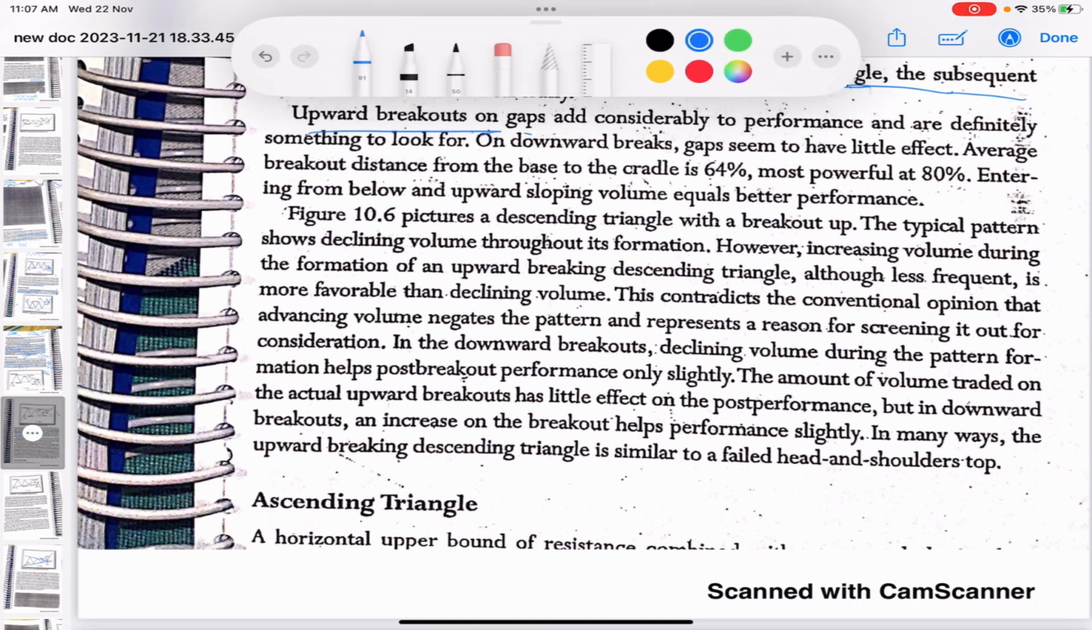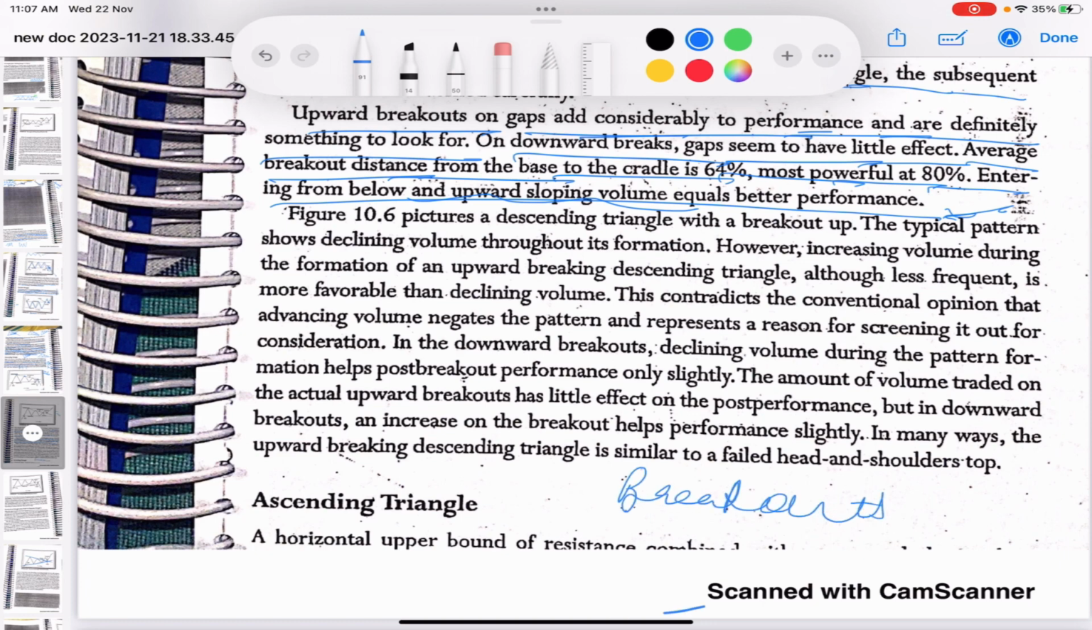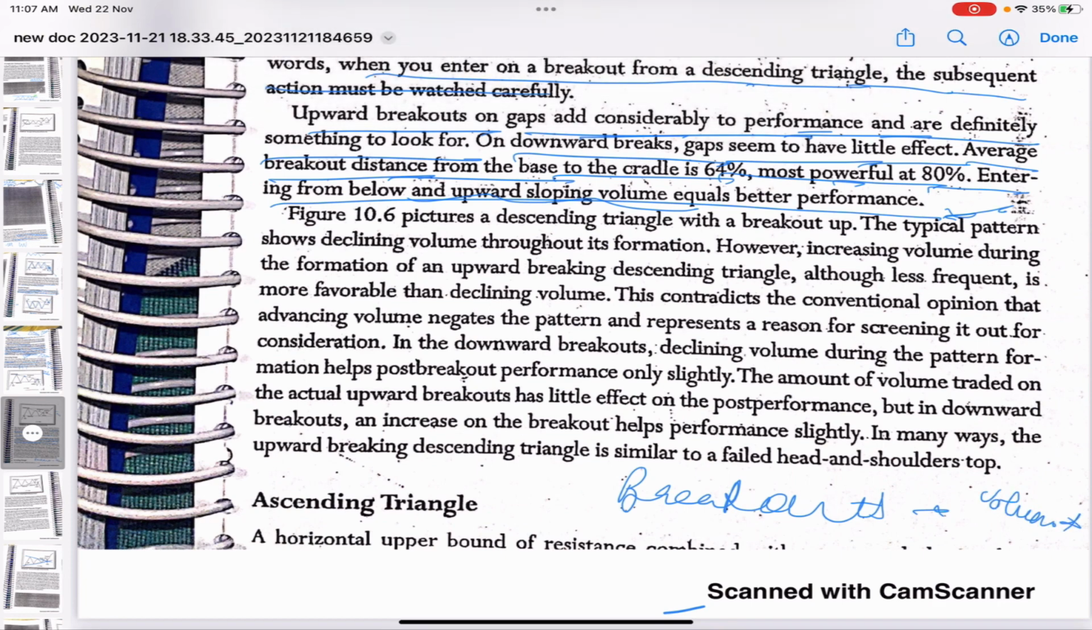So upward breakouts on gaps add considerable performance and are definitely something to look for. On downward breakouts, gaps seem to have little effect. Average breakout distance from the base to the cradle is 64%, most powerful at 80%. Entering from below equals high and upward sloping volume. Obviously, like we have discussed, whenever we have a breakout, we really want the volume to be very high in nature.